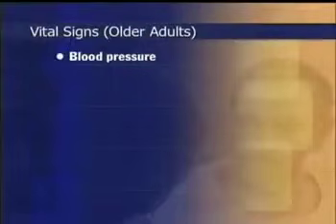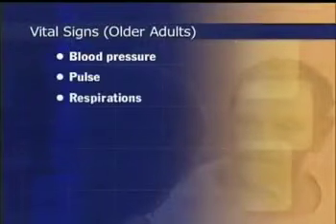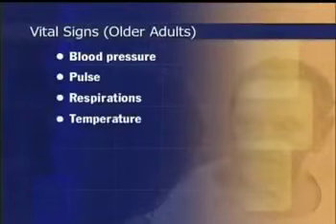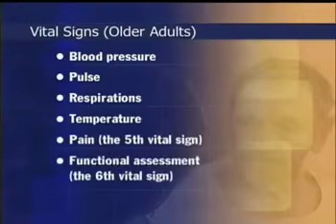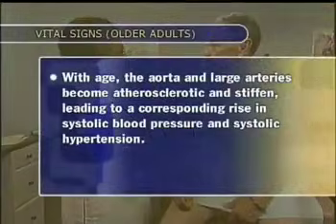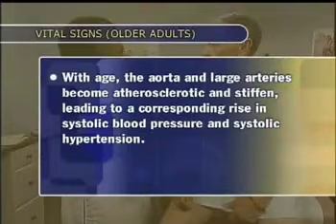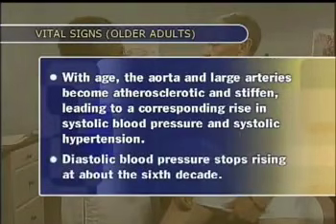Now measure vital signs. The evaluation of vital signs for older adults covers the standard areas of blood pressure, pulse, respirations, and temperature, as well as two other crucial components for this age group: pain and functional assessment. First, measure blood pressure. In Western societies, with age, the aorta and large arteries become atherosclerotic and stiffen, leading to a corresponding rise in systolic blood pressure and systolic hypertension. Diastolic blood pressure stops rising at about the 6th decade.